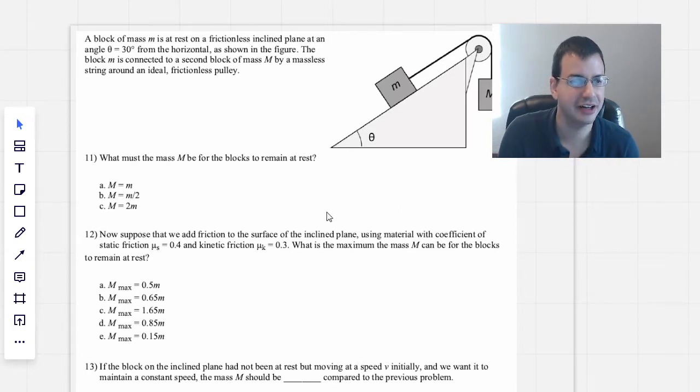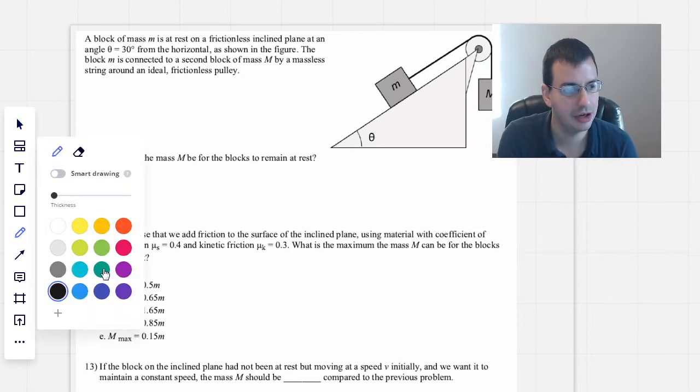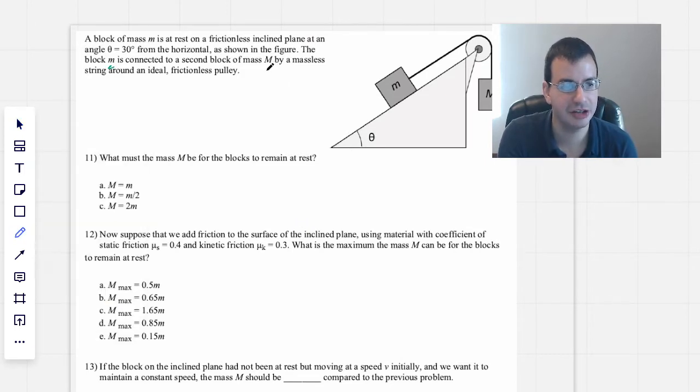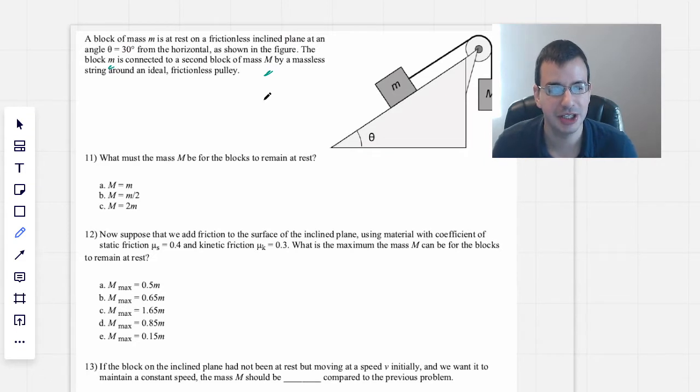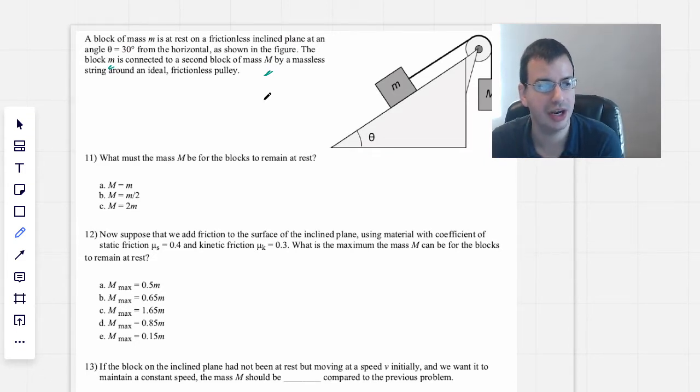Oh, that's like a programmer's nightmare, where the only thing differentiating the two variables is one is capitalized. By a massless string, right, an ideal frictionless pulley.